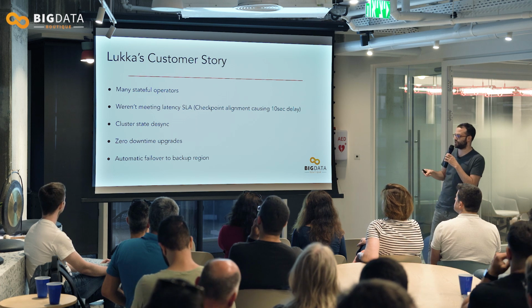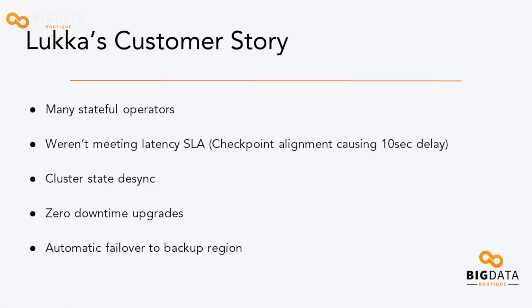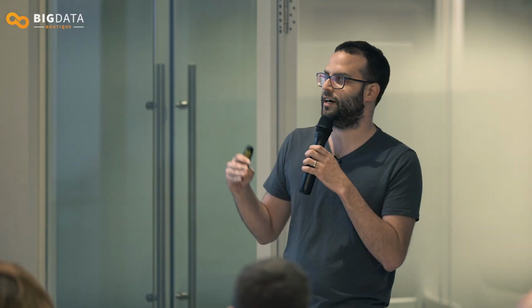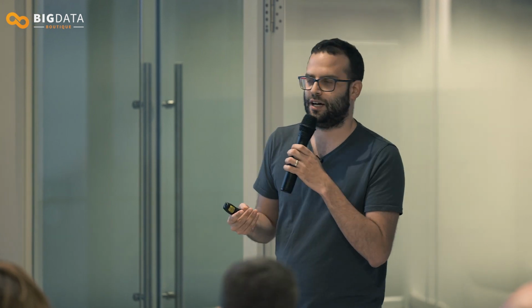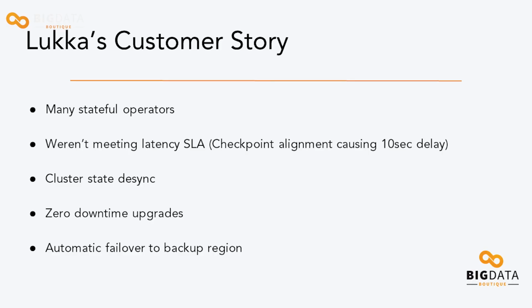Anyway, I'm going to share one of our customer stories. Luca's a blockchain analytics company. They track a lot of blockchain data, and they use Flink to calculate a lot of stream processed aggregations. So a lot of state, a lot of windows, a lot of other things. They have many jobs, many stateful operators. And in some jobs, they were not meeting SLA.